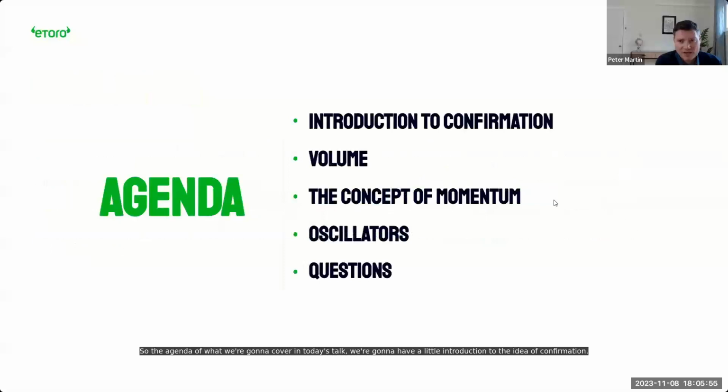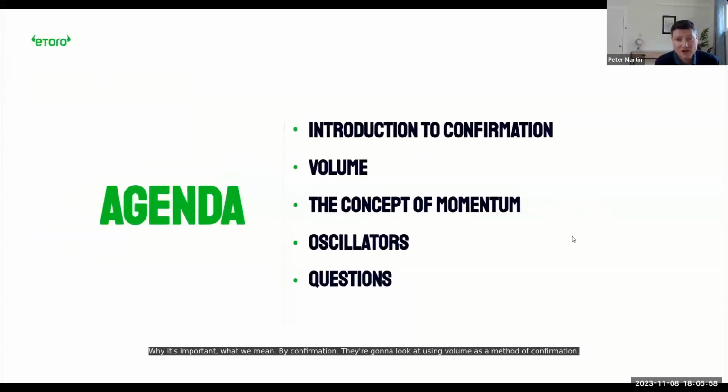So the agenda of what we're going to cover in today's talk: we're going to have a little introduction to the idea of confirmation, why it's important, what we mean by confirmation. Then we're going to look at using volume as a method of confirmation. We'll also talk about some of the problems you might encounter trying to use that. And then we're going to introduce the concept of momentum, specifically price momentum. One of the ways that we look at price momentum is a variety of oscillators. We'll explain what an oscillator is, and we'll look at those as used as momentum indicators. So we'll be looking at quite a few indicators, and really that will be a major part of the talk, is looking at a number of oscillators. And as usual, we'll finish up with a question and answer session.